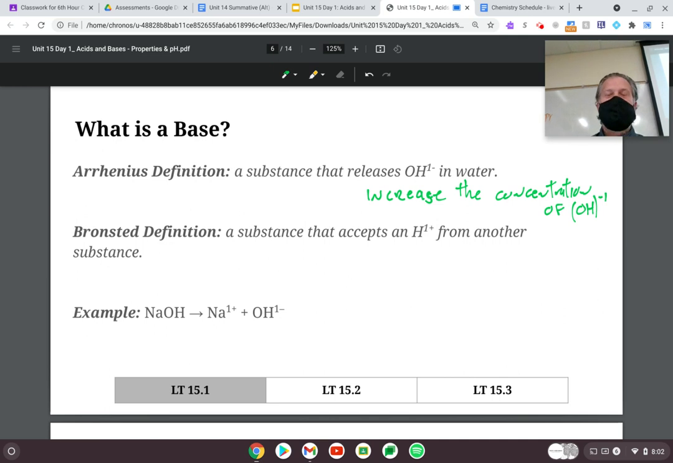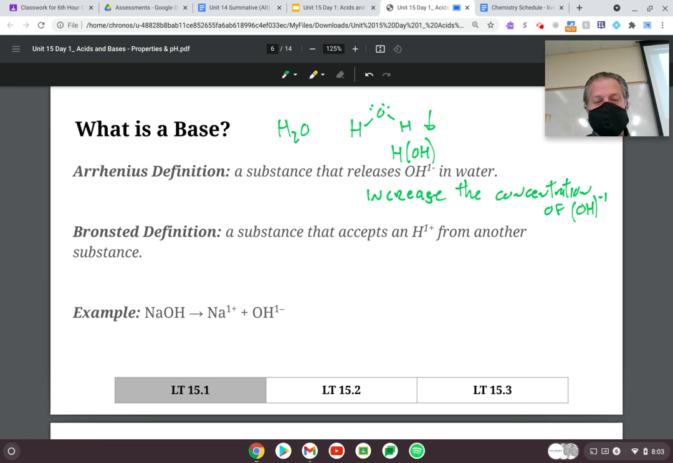So one of the things that we should think about is that water is oftentimes written like this because that's a true statement. But in reality, when we draw water, we oftentimes draw water like this because that's the structure of water, right? So water can also be written like this. It's the same thing. So because it's the same thing, when we talk about releasing or increasing the concentration of hydroxide in water, we're really talking about a substance that when it dissolves in water, it makes more of this. Okay. And so then that's the Arrhenius definition.